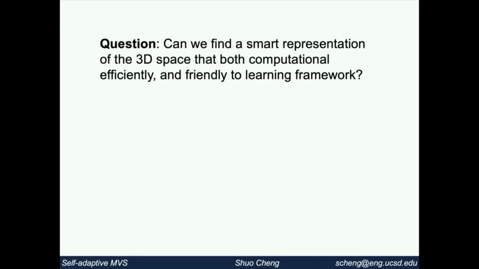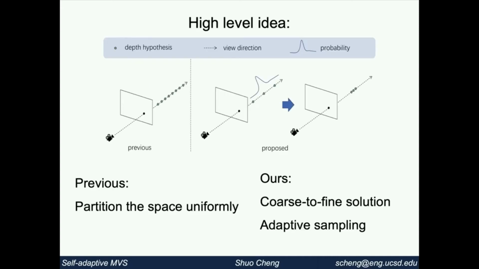So we ask the question, can we find a smart representation of the 3D scene that's both computationally efficient and friendly to the learning framework? We found some positive answers in the past 6 months. Our high-level idea is different from previous methods that partition the space uniformly. We proposed a coarse-to-fine solution that adaptively samples the 3D space.